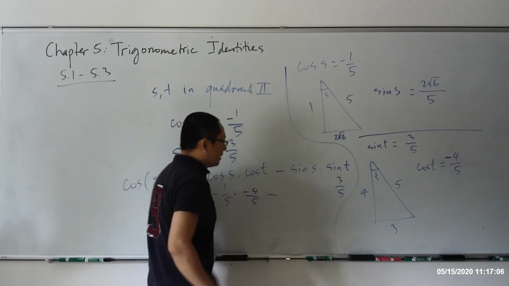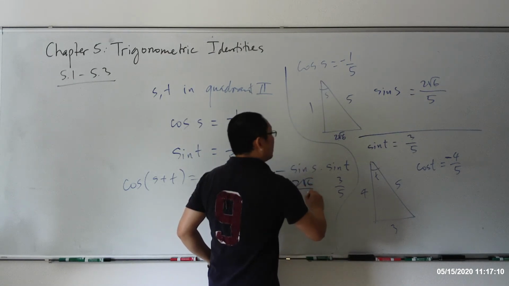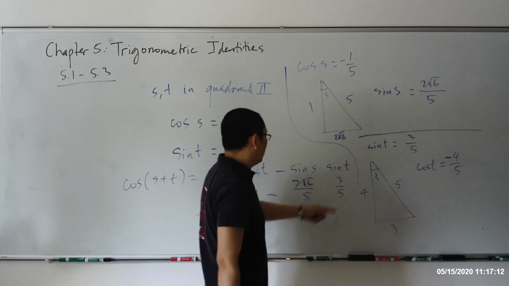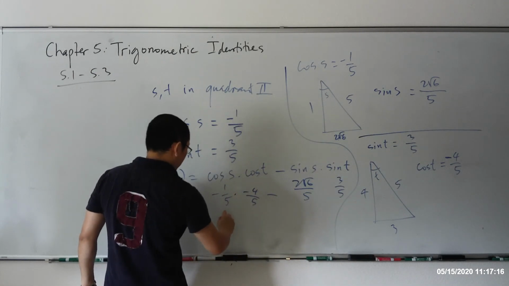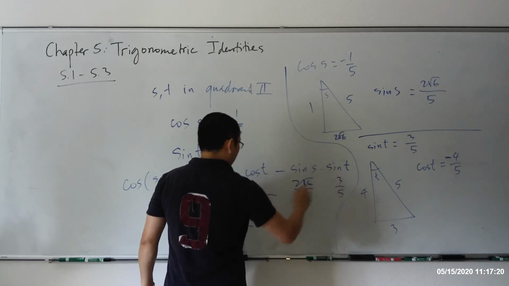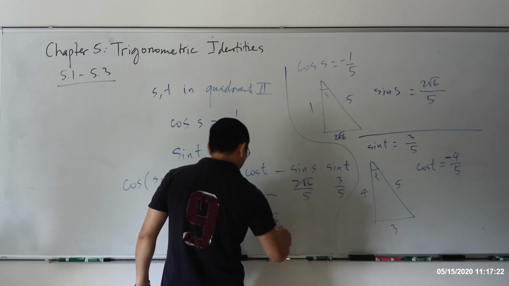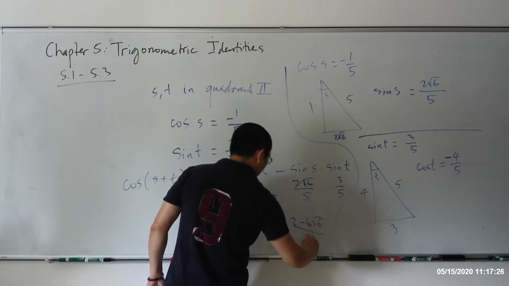And then subtract. Sine of S is 2 root 6/5. And sine of T is 3/5. Now simplify. Negative times negative is positive. So we get 4/25 minus 2 root 6 times 3, which is 6 root 6/25. So this is 4 minus 6 square root of 6 over 25.